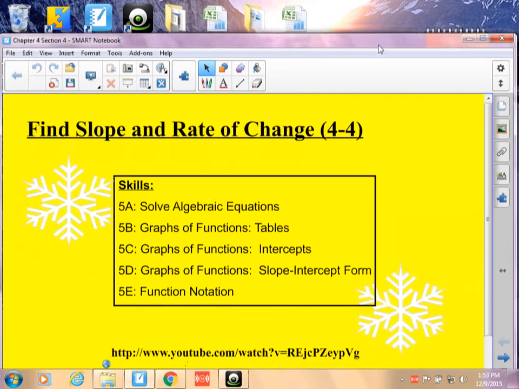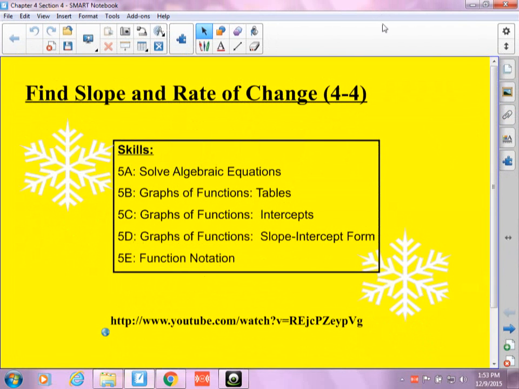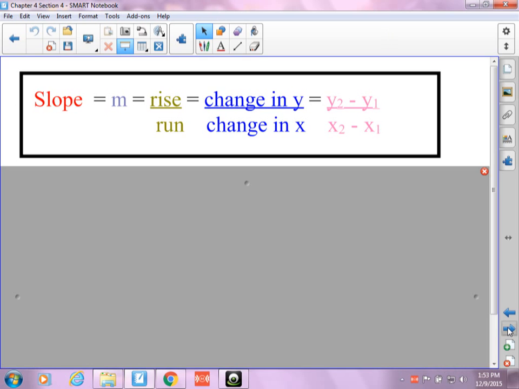So today what we're going to do is section 4.4. This is the second part of chapter 5. You're going to notice that it's in chapter 4 of your textbook and section 4 of your textbook. Okay? So slope. Slope can be represented in many different ways.